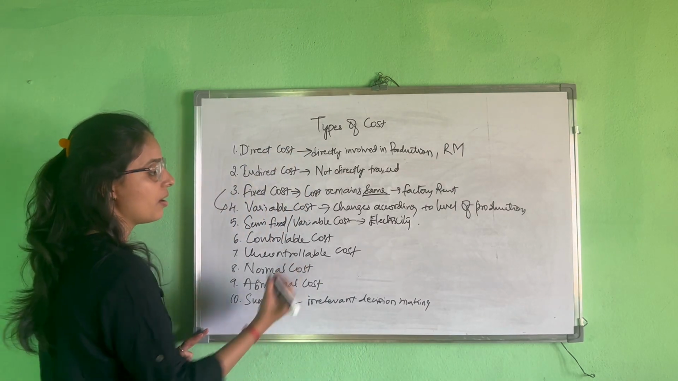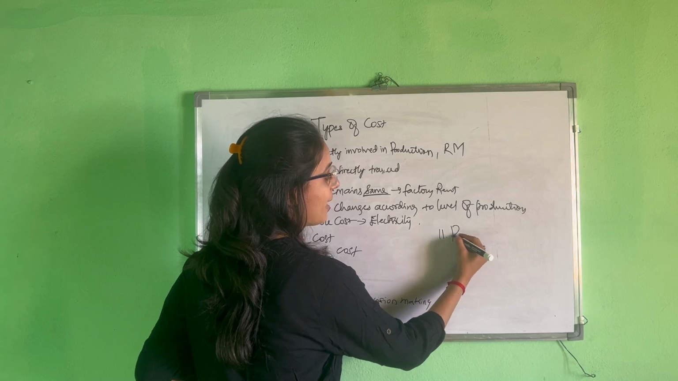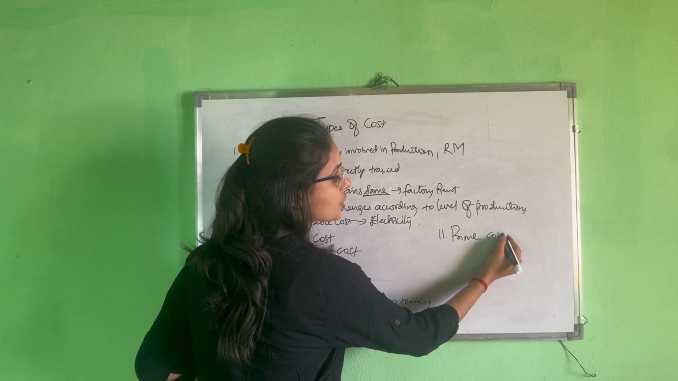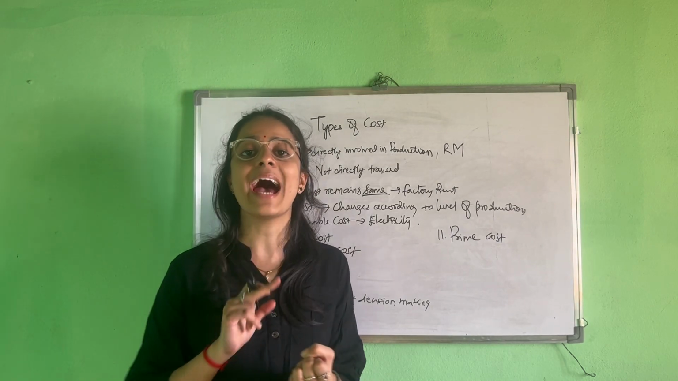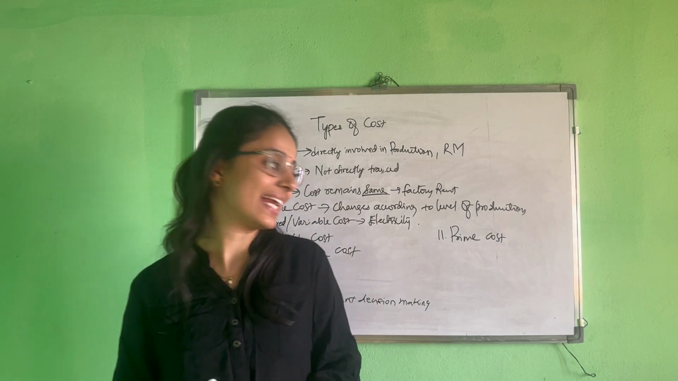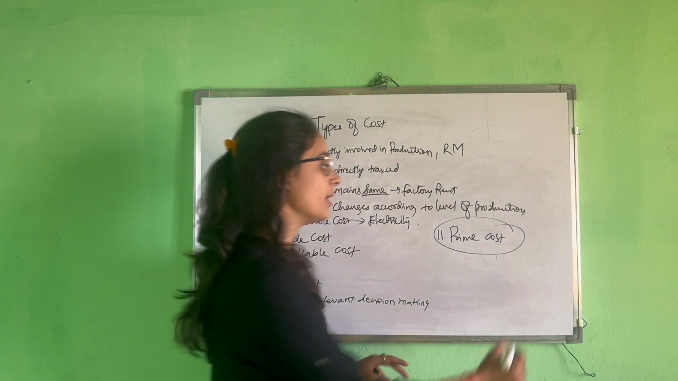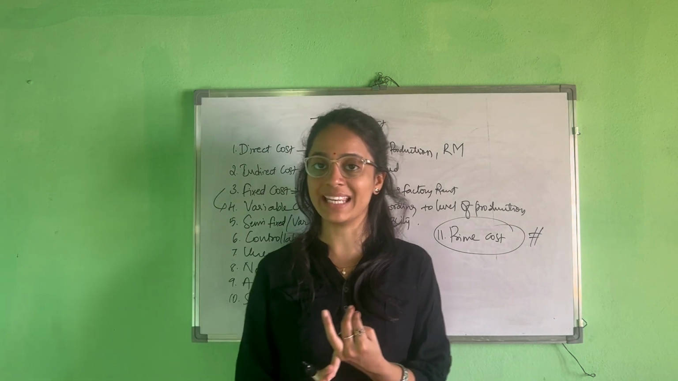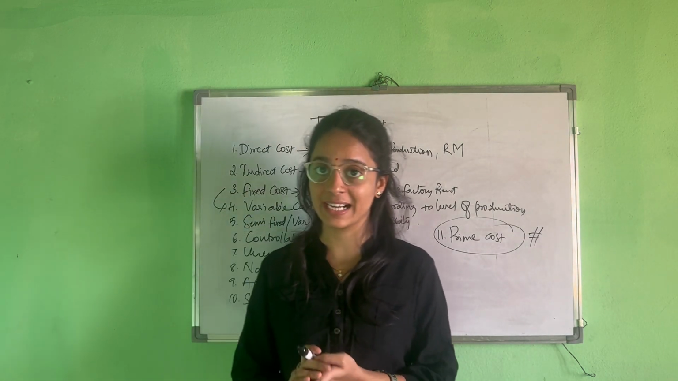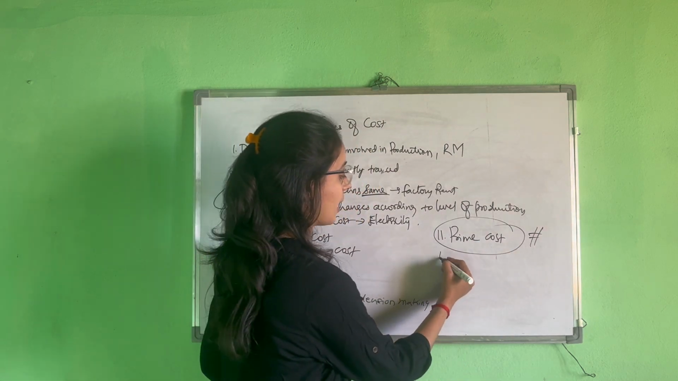Next comes prime cost. So the cost of all the direct materials, direct wages and direct expenses is summed up as prime cost. One of the important concepts, cost of direct materials, direct expenses and direct wages is summed up as prime cost.